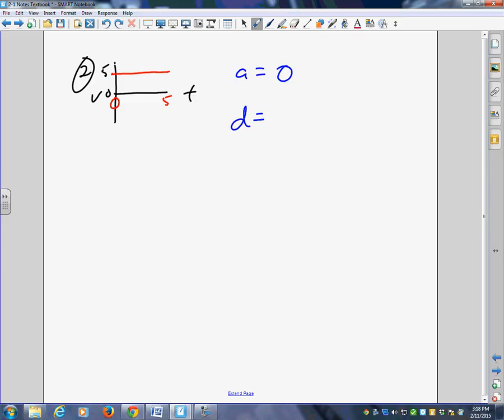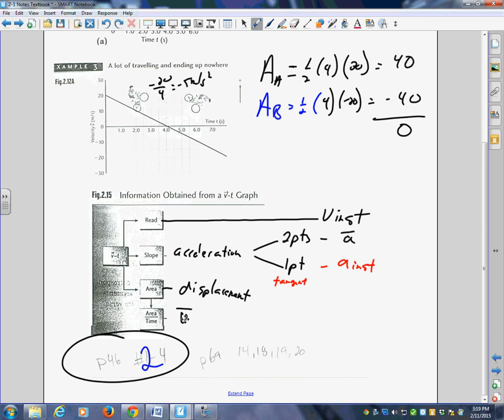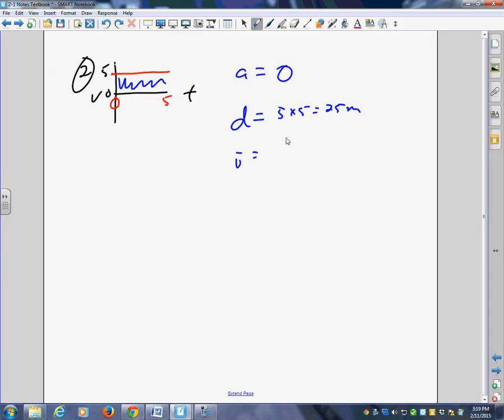Displacement. Displacement from a velocity-time graph is the area. It's a rectangle, so it's going to be 25, right? And what's the third thing we were supposed to find? Average velocity. To find it from a VT graph, go back to the flow chart. You have to go area over time, finding the displacement first. So I take that displacement over time, which in this case is 5, or 5 meters per second, which shouldn't be too surprising because it's a constant velocity of 5 meters per second.